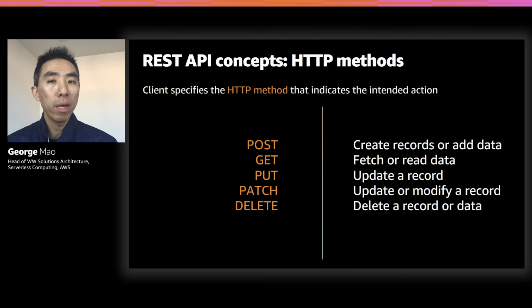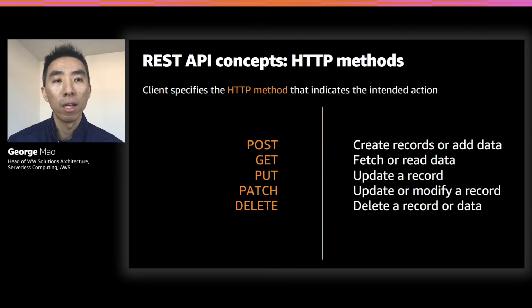So with HTTP methods, when you're using REST APIs, the client will specify the method that indicates the intended action that they want to take. For example, if they're specifying a POST method, this is typically used to create or add records. If they're specifying GET, this is typically used to fetch or read data from an API. Same with PUT, PATCH, or DELETE. DELETE typically says I want to delete or remove some data from the API. So the client is responsible for choosing the correct HTTP method to use.